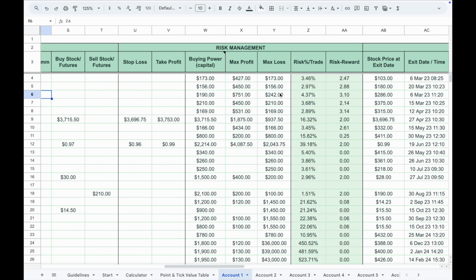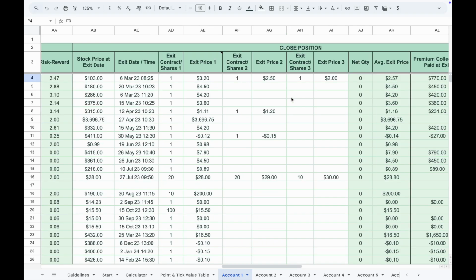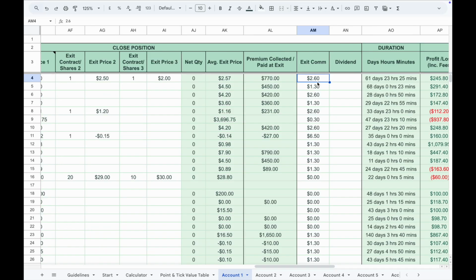Under the risk management section, input the buying power, the amount blocked by your broker, maximum profit and maximum loss. The green cells on the right will automatically calculate the risk percentage per trade and the risk reward ratio. After closing the position, input the stop price at exit, the exit date and time, exit position and exit price. For partial exit, record the first, second, and third exit positions and prices in their respective columns. The green cells will calculate the average net exit price. Enter the commission paid to close the trade as well.